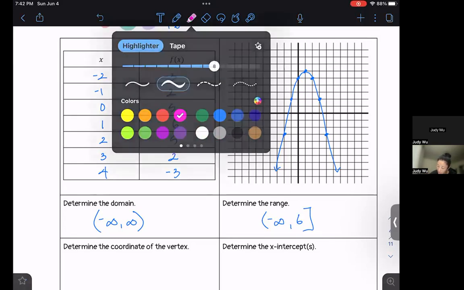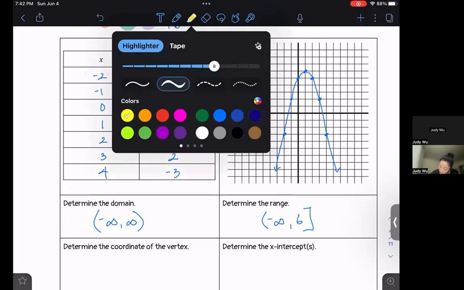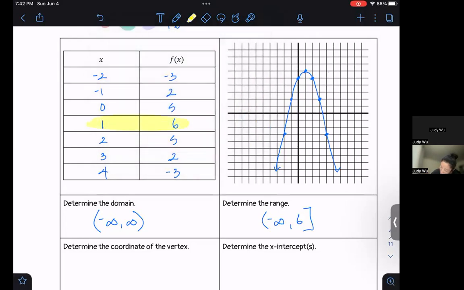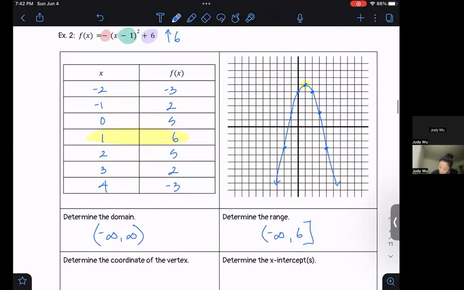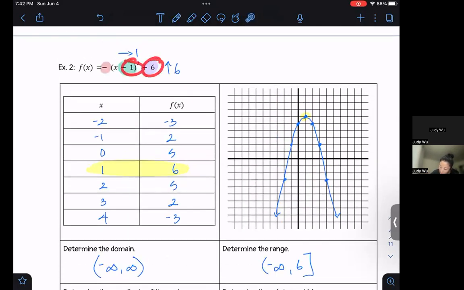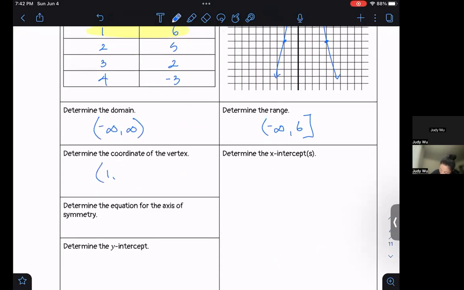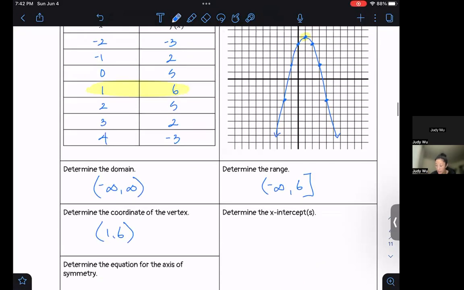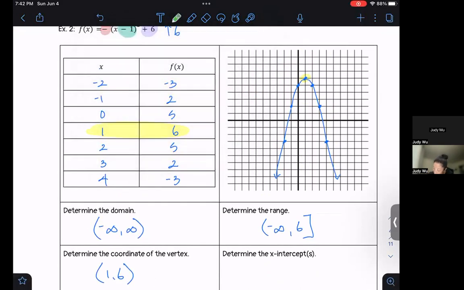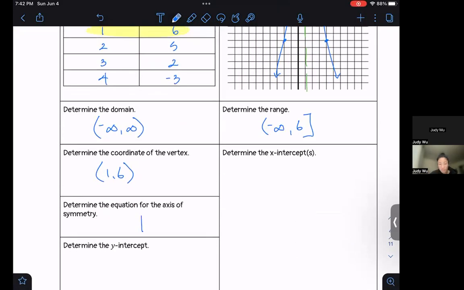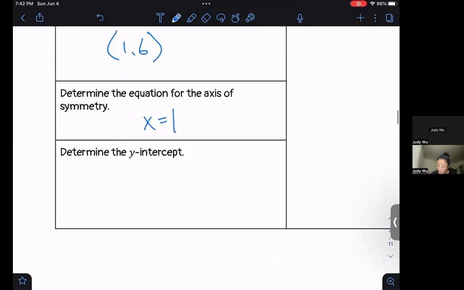Coordinates of our vertex. This vertex is 1, 6. And from our equation, 1, 6. So there's our vertex. Okay, what's true about the axis of symmetry? Well, it goes right through the vertex. That means that it has the same x value as the vertex. So we don't want to just write 1, right? That doesn't mean anything. We want to write x equals 1. Okay. All right. Determine the y-intercept.